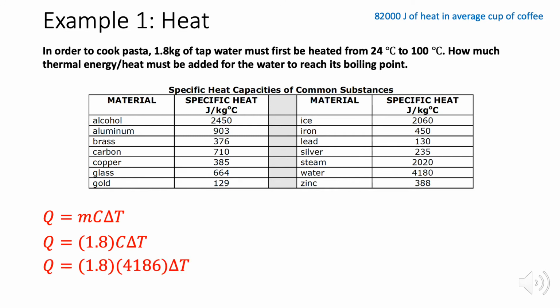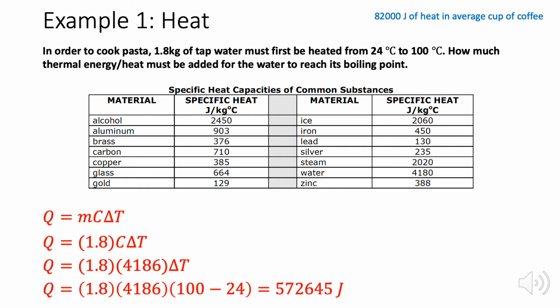And now, all we need is our change in temperature. Since we go from 24 degrees to 100 degrees, it's our final temperature minus our initial. Our final is 100 and our initial is 24. So it's going to be 100 minus 24. And when we do this, we're going to get our final answer to be 572,645 joules. All right, pretty basic question.